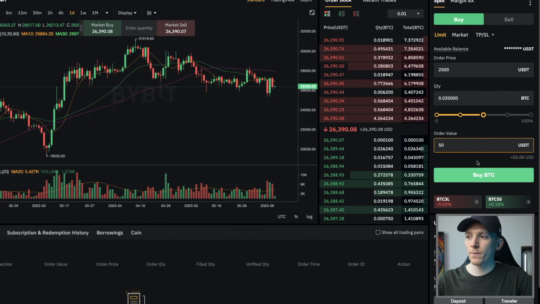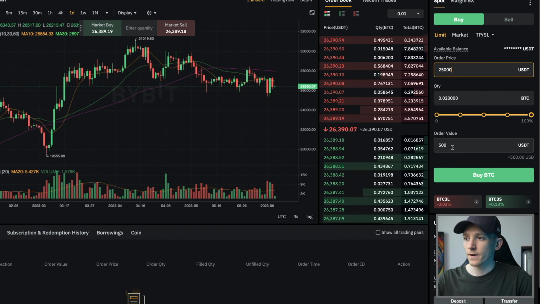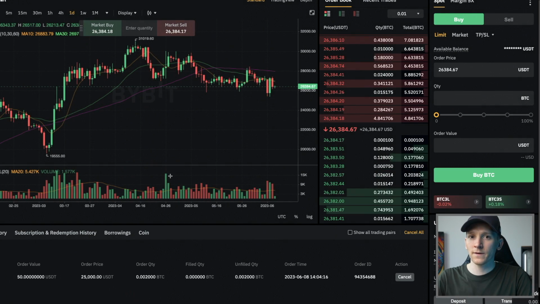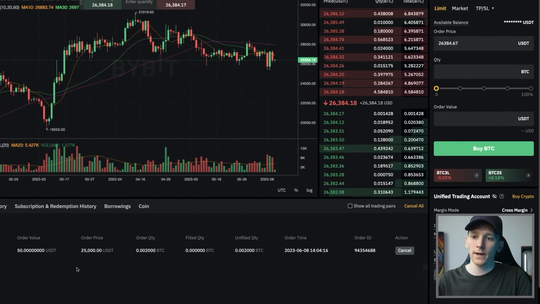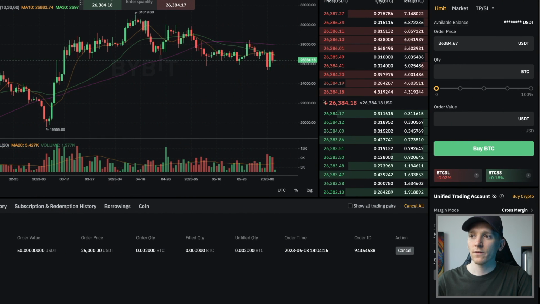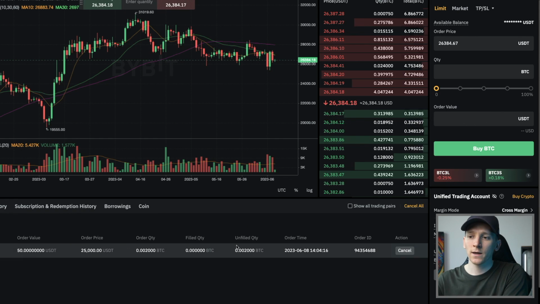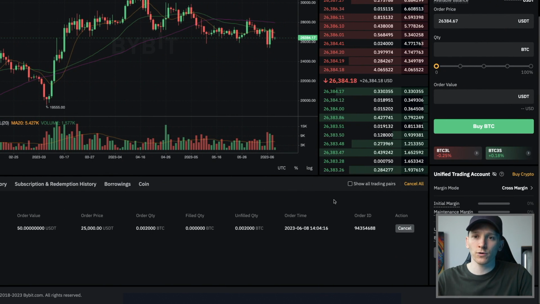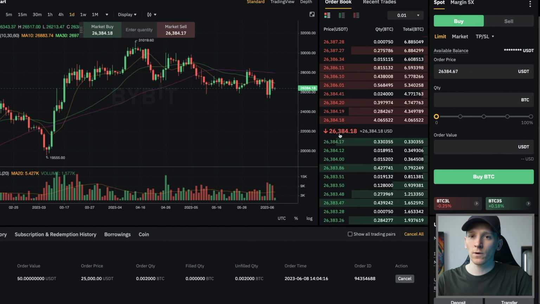So what I'm going to do is press buy BTC. I want to buy BTC at 25,000 like this, and then press buy BTC, and here it is. My order is down here. Now the reason it's down here and it hasn't traded yet is because the market price is 26.3 and my bid price is 25, and so we're not going to trade. That's the best price for Bitcoin here, and my bid is below that.